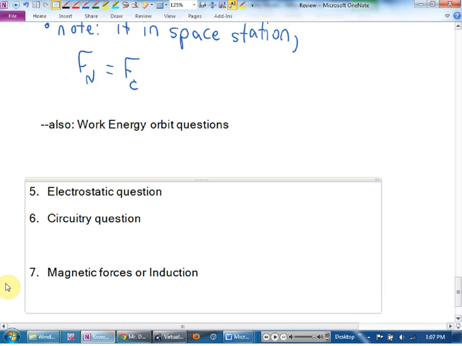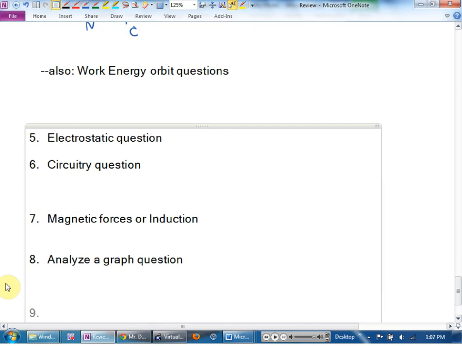Analyze a graph question. That's number eight. It's either going to be the slope or the area. If it's a slope, divide the formula or divide the units to figure out what the heck the slope is. If it's an area, multiply the variables or multiply the units to figure out what the area is. And then the very last written question is going to be using principles of physics, right to explain question. That's the written. Nine questions.